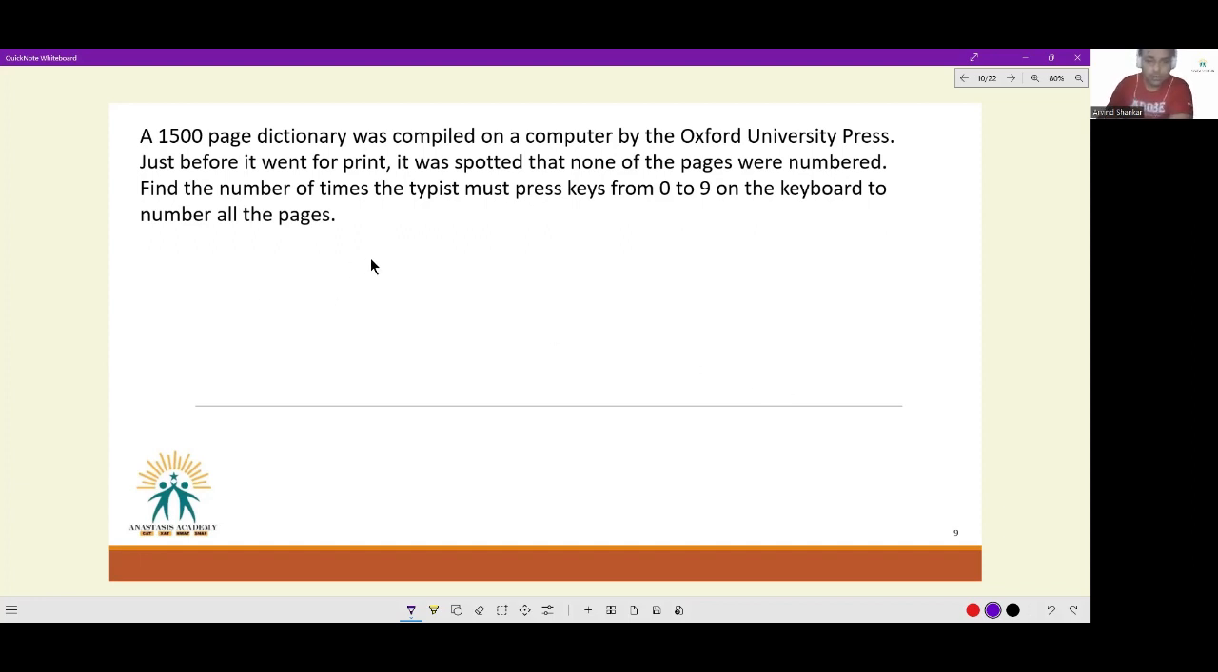So, the simplest breakdown we do: single digit numbers, it will be 1 to 9, so 9 numbers, 9 digits. For double digit numbers, pay attention, it goes from 10 to 99. So there are 90 numbers, so 90 into 2. These are double digits, so we will use up 180 digits. For triple digit numbers, we will go from 100 to 999. So 900 numbers and 3 digits each. So 2700 digits would be used up here.